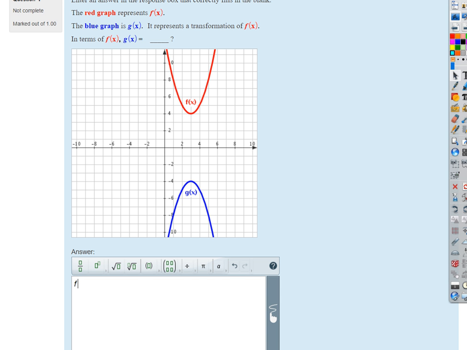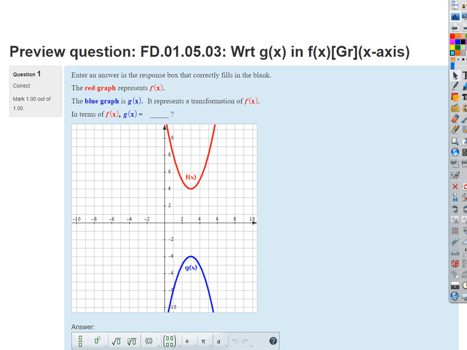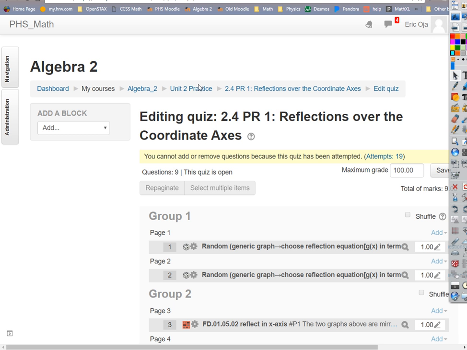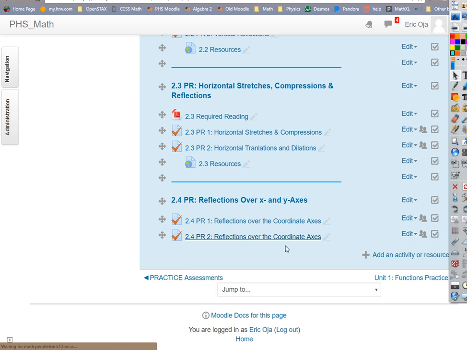G of x is equal to, if we start with f of x, what do I have to do to get that function? How do I get g of x from f of x? We got to make it all negative. Good, like that. Okay, so that's that. That assignment's really just kind of a warm-up for this one.